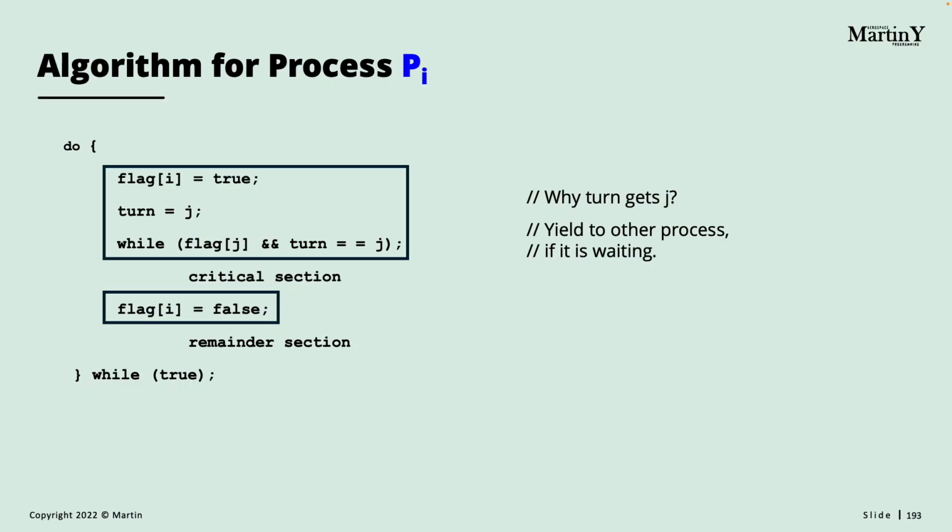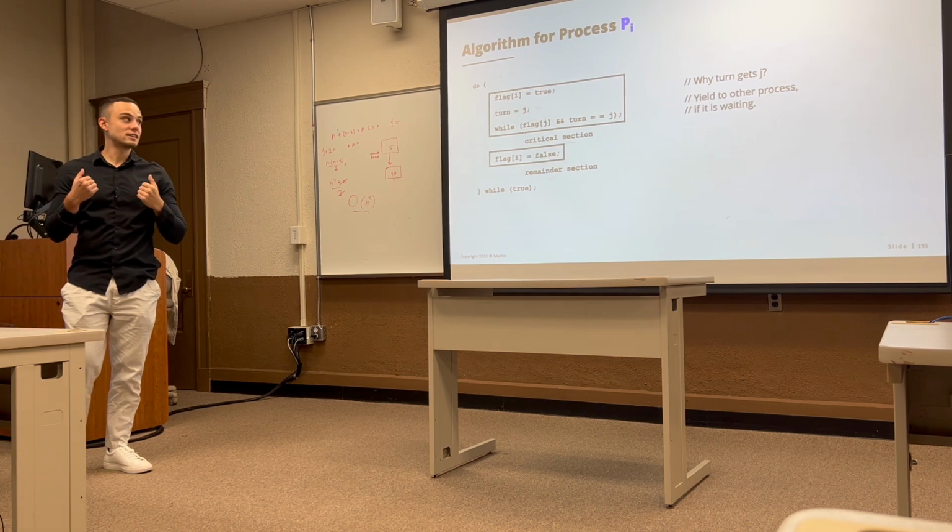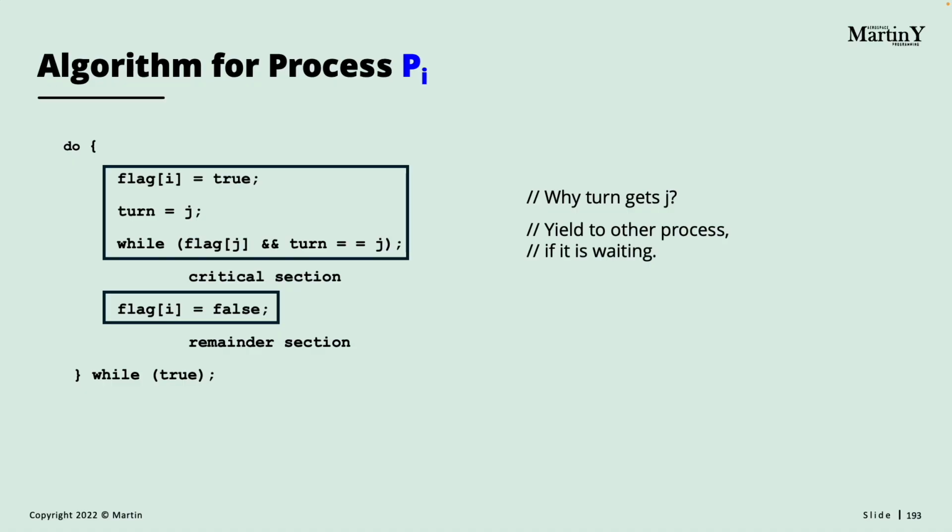So now it's j's turn, and the flag of j is equal to true. Probably the other process already set it, right? Exactly. One is showing whether I'm ready. The other is showing whether it's my turn to do action.